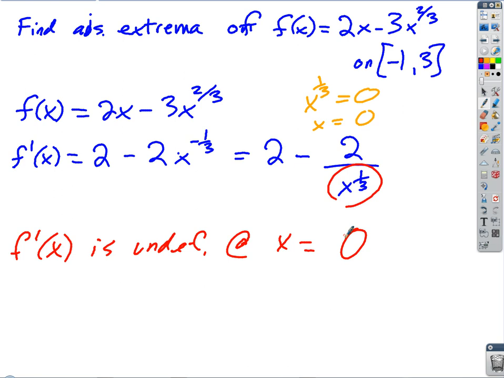Okay. Where are we going to find the rest of them? Set the derivative equal to 0. Okay.